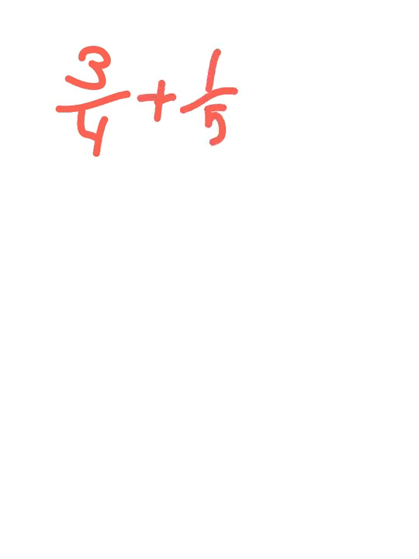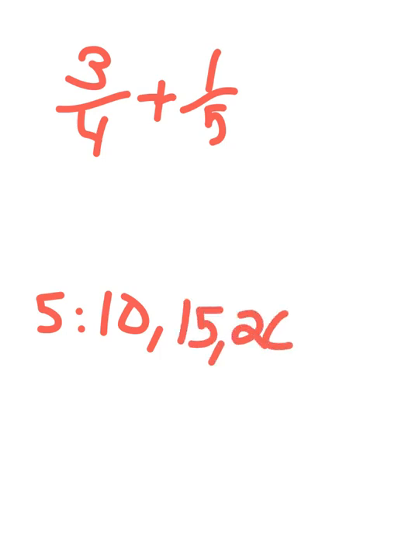All right, now we'll do a final one, and that's going to be 3/4 plus 1/5. Now, we have to have that common denominator. So let's take our largest and come up with some multiples. We have 5 times 2 is 10. 5 times 3 is 15. And 5 times 4 is 20.